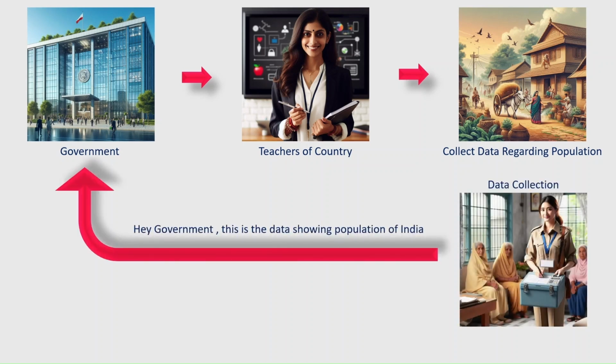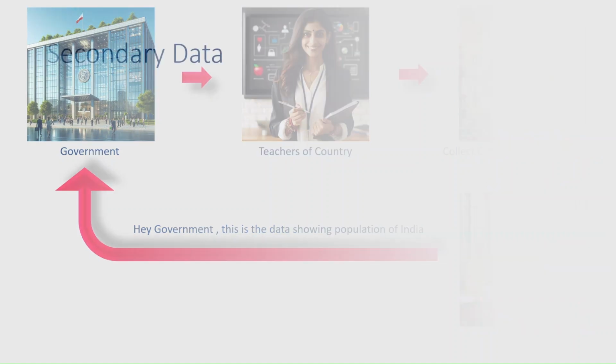Here, the data is collected for the first time directly from the source, that is people of the country. It is collected by the investigators, that is teachers. And the purpose to collect the data is population counting. This example practically defines the primary data.